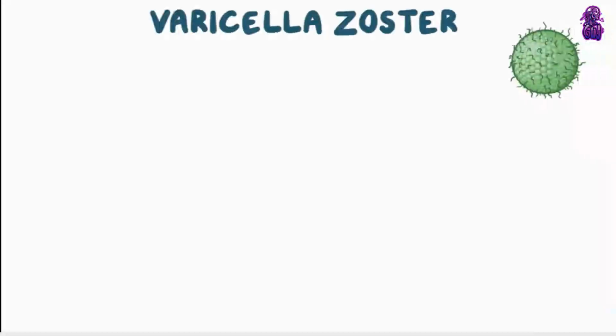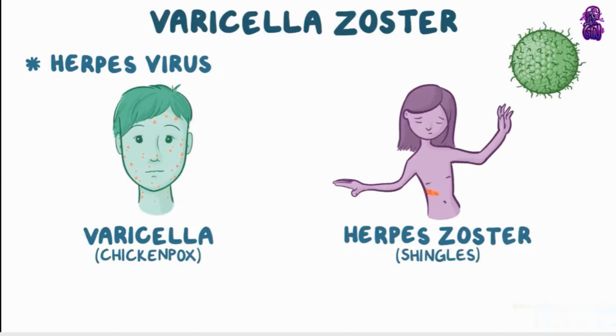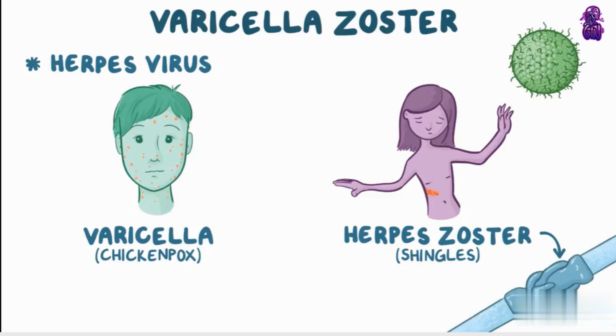Varicella zoster virus is one of the herpes viruses, and it causes two diseases: varicella, or chickenpox, and herpes zoster, also known as shingles. Zoster actually refers to a type of belt used by ancient Greek warriors because of the belt-like appearance of shingles.